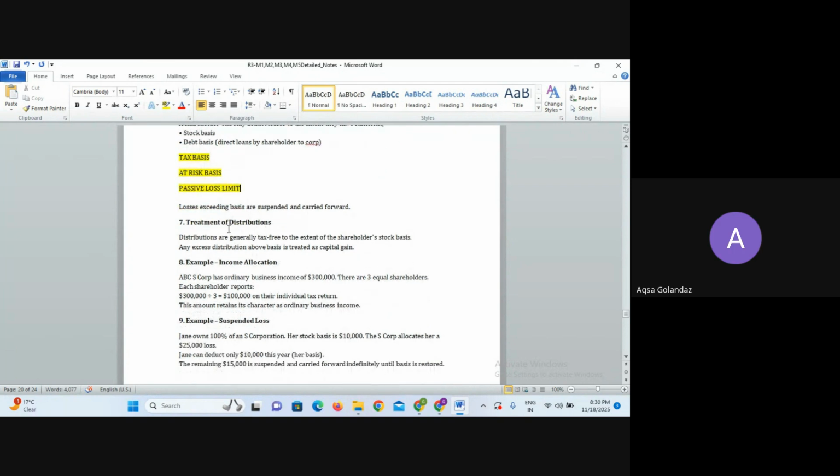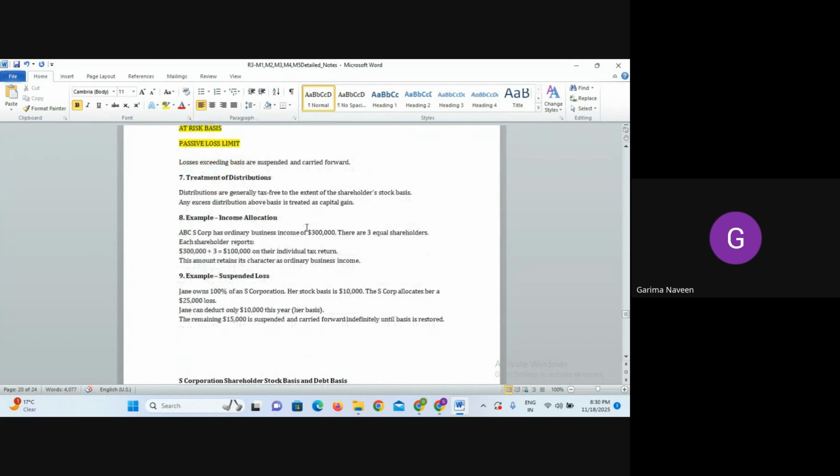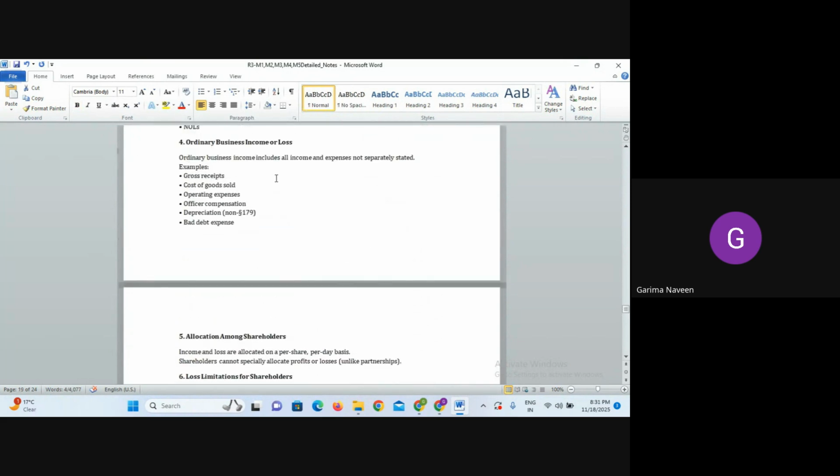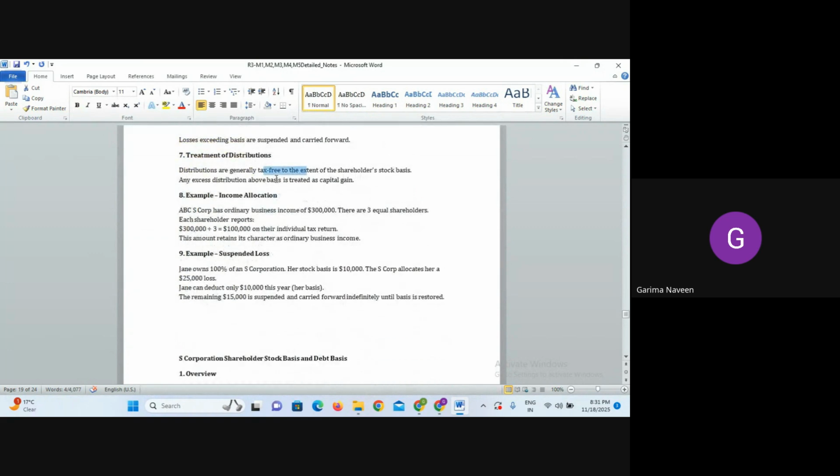Yes, ma'am. Next is treatment of distribution. If an S corporation is distributing to its shareholders, the distribution will be tax free, because you already pay the taxes on the income an S corporation is earning. If you are getting an actual distribution from your S corporation, it will be tax free up to the amount of your stock basis. If you have excess distribution, then that distribution will be treated as a capital gain for you.